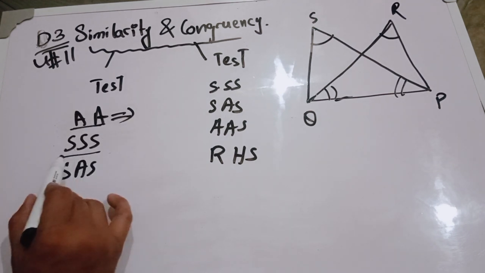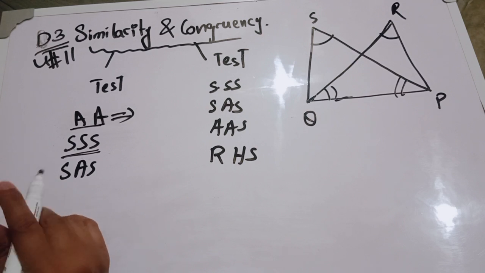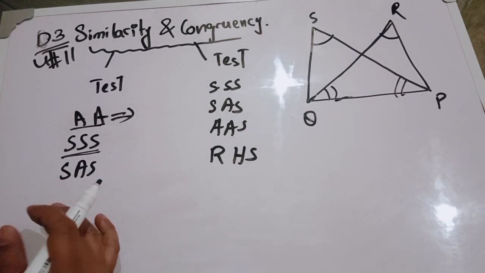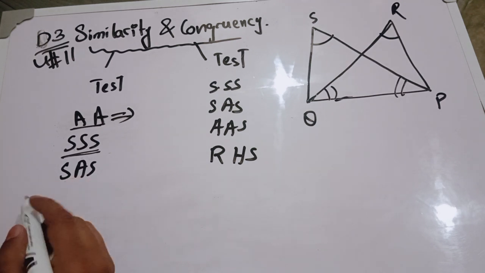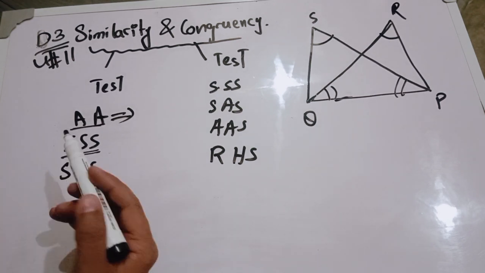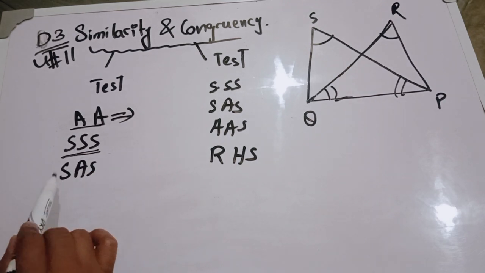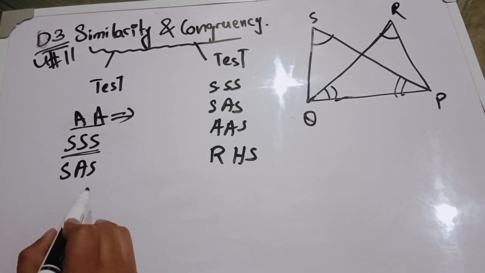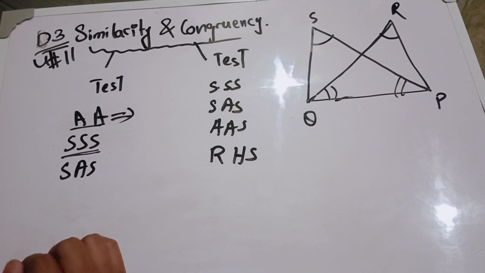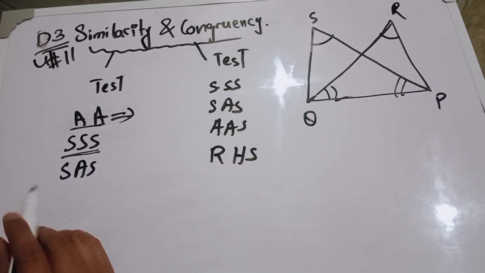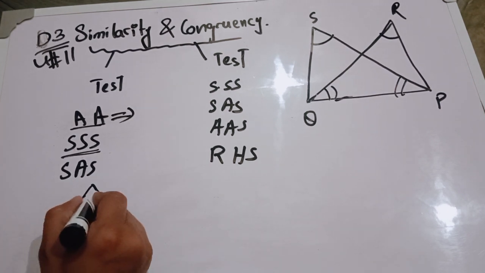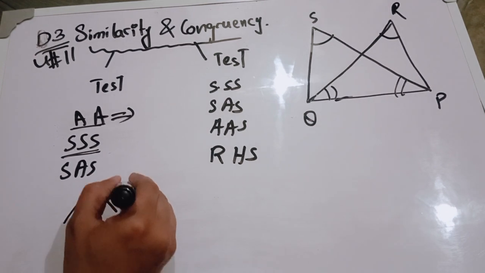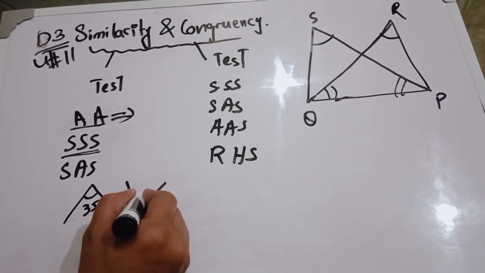Similarly, if you're given two triangles and the ratio between all three sides of those two triangles is the same, we say the given two triangles are similar. The third one is SAS, meaning two sides and the angle between those two sides, the sides adjacent to the given angle, an angle formed in the corner. This angle is 35 and we have another shape like this one, and that angle is also 35.